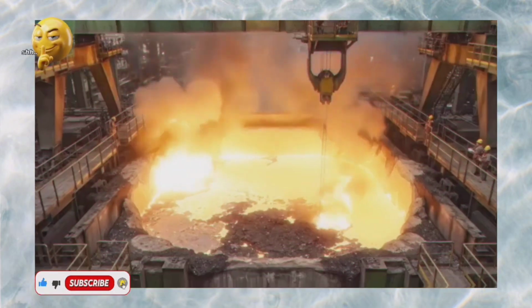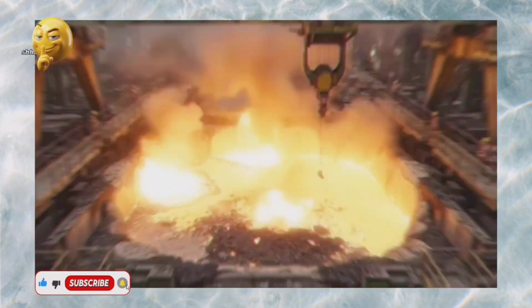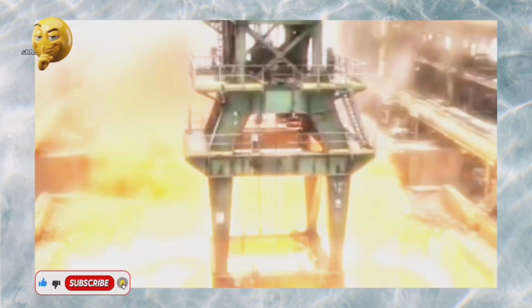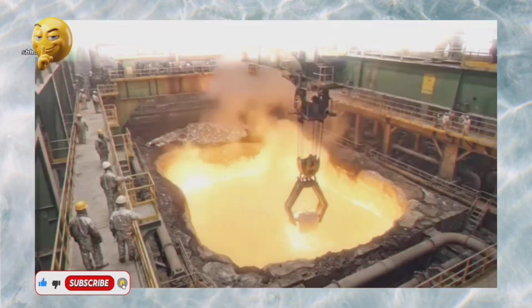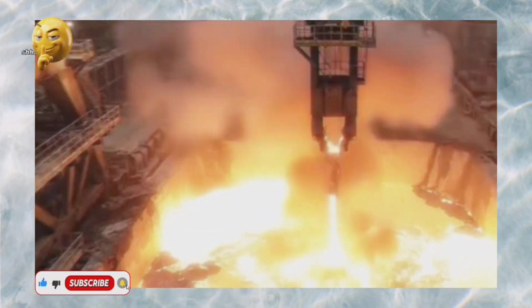To separate them, magnetic separators attract iron particles. Flotation tanks remove unwanted materials. Iron content rises dramatically, from around 30% to more than 65%. This purified material is known as iron concentrate.